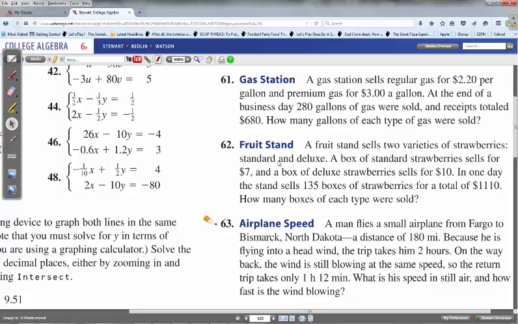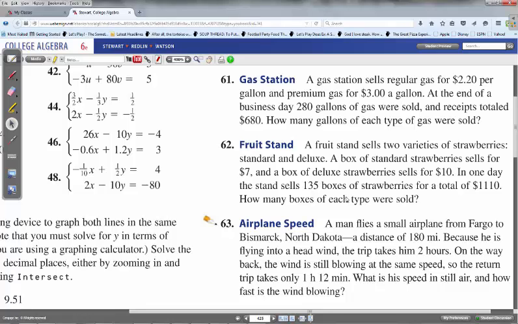So we're going to do problem 62 here. A fruit stand sells two varieties of strawberries, standard and deluxe. A box of standard sells for $7. A box of deluxe strawberries sells for $10. In one day, the stand sells 135 boxes of strawberries for a total of $1,110. How many boxes of each type were sold?